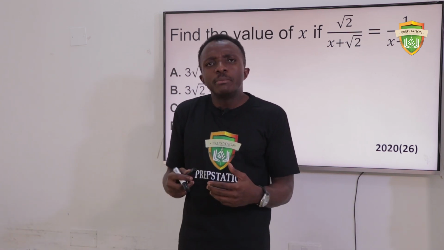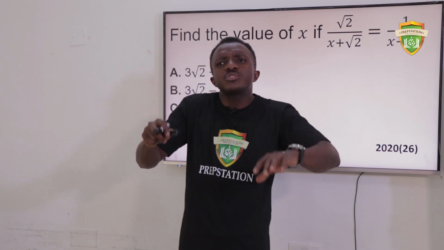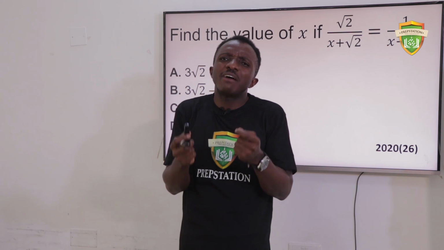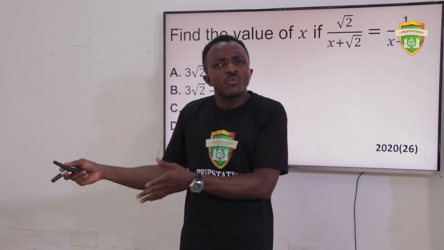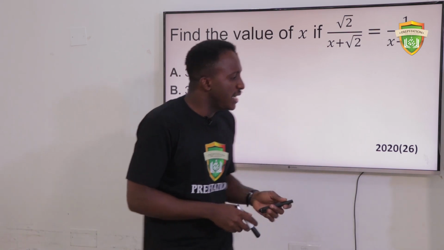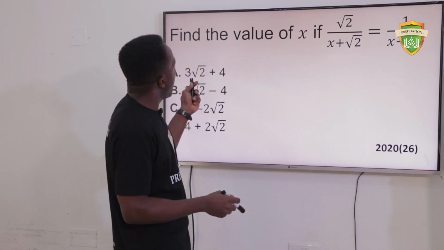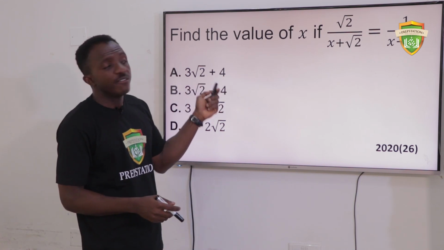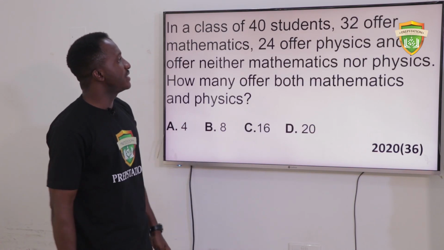It is not wisdom to spend time solving a question that is taking so much of your time. At the end of the day, you find out that you have just a short time to solve questions that you could have solved easily. Please take note of that. It is very, very important. So the answer to the question is 3 root 2 plus 4. I'm sure that is simple.